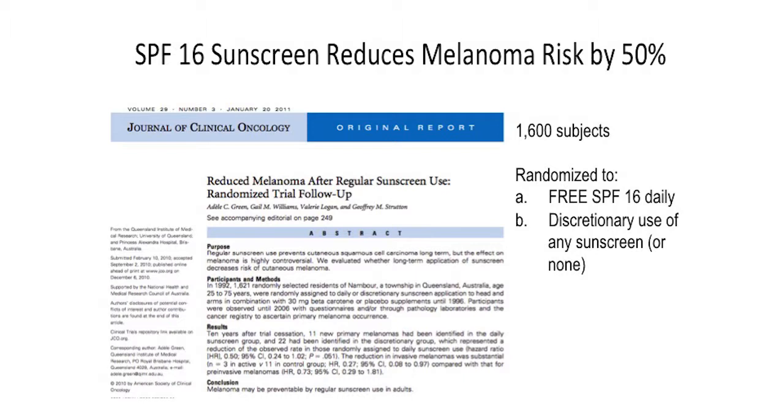Well, in 2011, there was a publication of the largest randomized controlled trial testing sunscreen use versus non-sunscreen use in 1,600 patients in Australia. Now, in Australia, melanoma and skin cancer is a major problem. And so they followed these subjects for 6+ years and found that those subjects who were randomized and given free SPF 16 sunscreen and asked to use it daily had a reduction in melanoma risk by 50%. So I think this is the largest trial and the best evidence showing that sunscreen really does work.